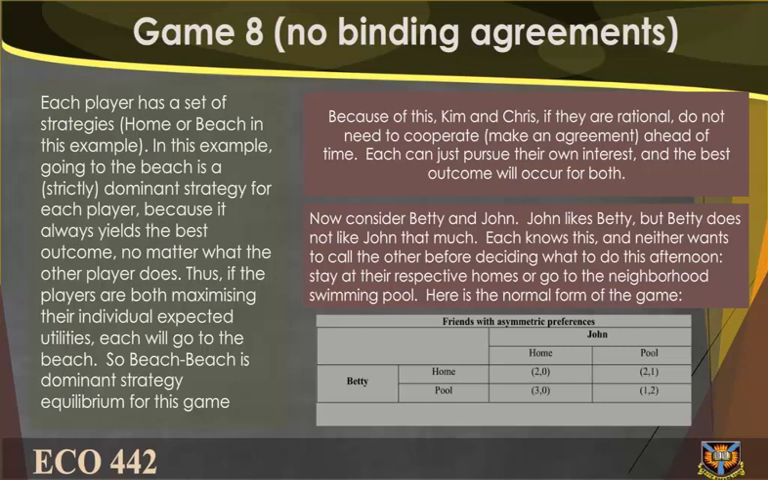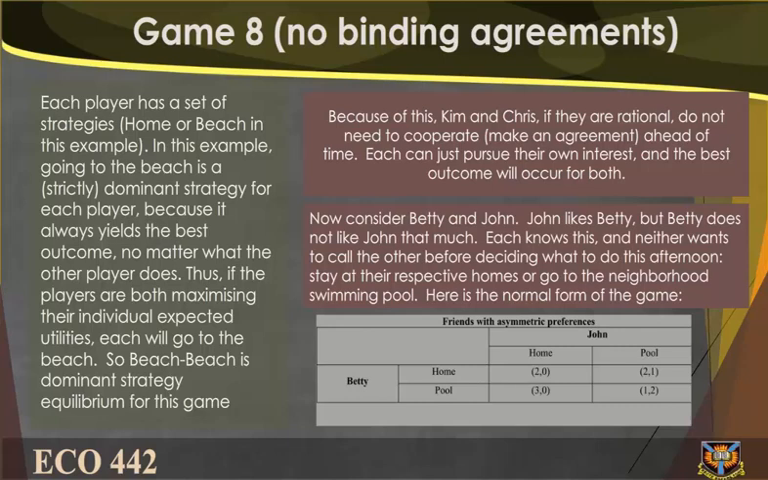Because of this, Kim and Chris, if they are rational, do not need to cooperate or make an agreement ahead of time. Each can just pursue their own interests and the best outcome will occur for both. Now consider Betty and John. John likes Betty, but Betty does not like John that much. Each knows this, and neither wants to call the other before deciding what to do this afternoon: stay at their respective homes or go to the neighborhood swimming pool.